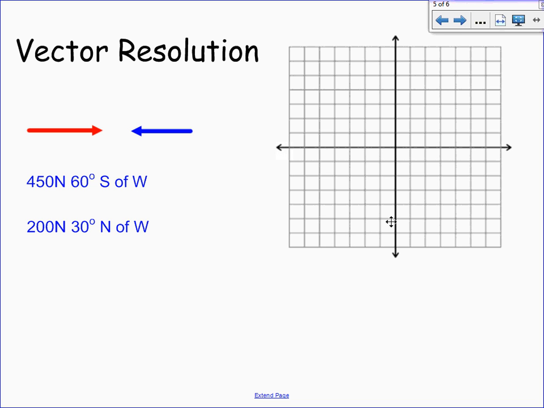I'm told that I have a vector that is 450 newtons, and it's 60 degrees south of west. So let's go ahead and draw that in. 60 degrees south of west. Well, what that looks like is it's going to be going west, which is right here, and then just going a little bit south of there. So we're going to have an angle just like this, right here. So let's go ahead and draw that in with my vectors over on the left.